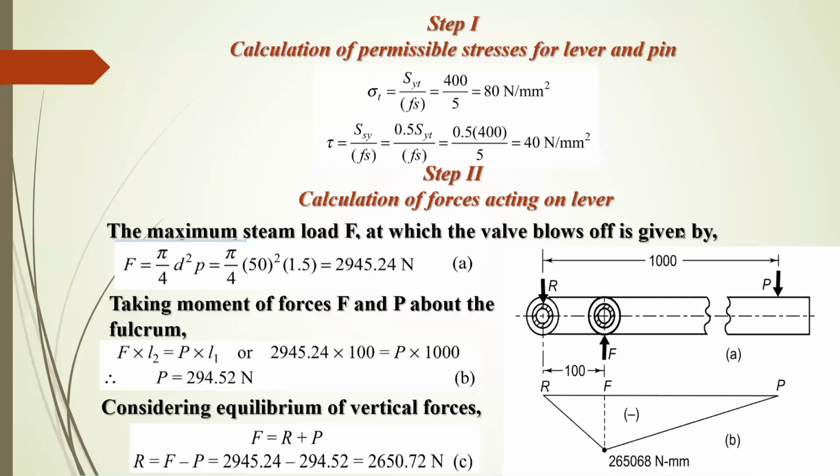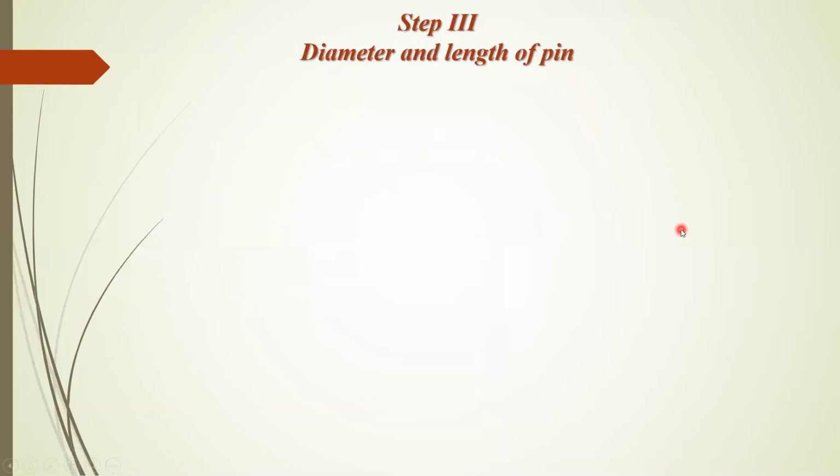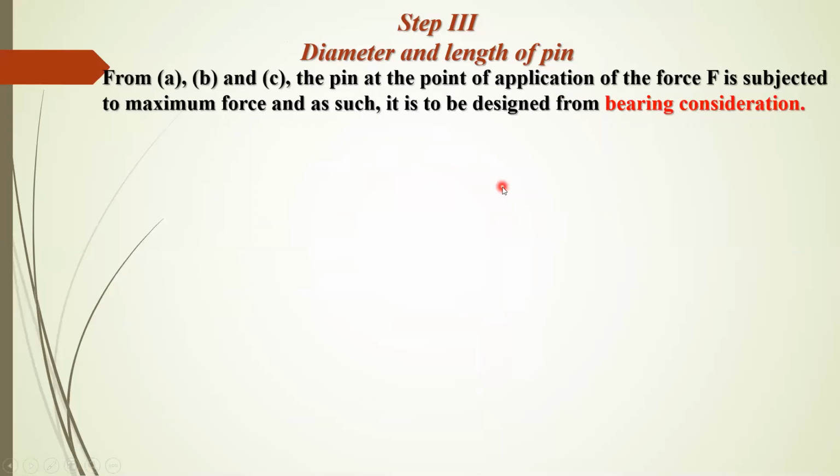After calculating the dimensions, step number 3 is to calculate the diameter and length of the pin. So how to find the diameter and length of the pin? As we discussed, there are two pins. One is at the fulcrum and the second is at the wall opening, the F force. We have to find out which pin is subjected to the maximum force, and we have to design that pin only, right? From equations A, B, C we calculate the forces, and we can conclude that the pin at the point of application of force F is subjected to the maximum force, because F is the maximum force among F, R and P.